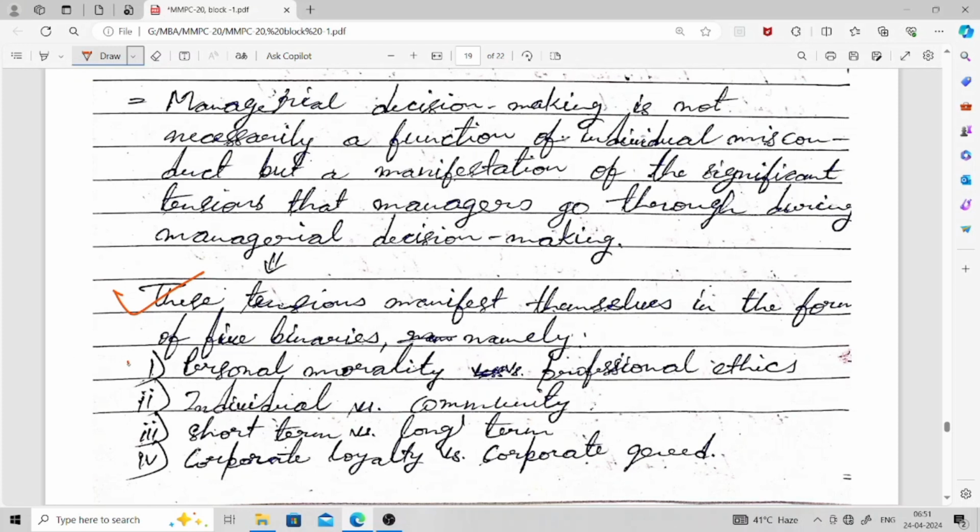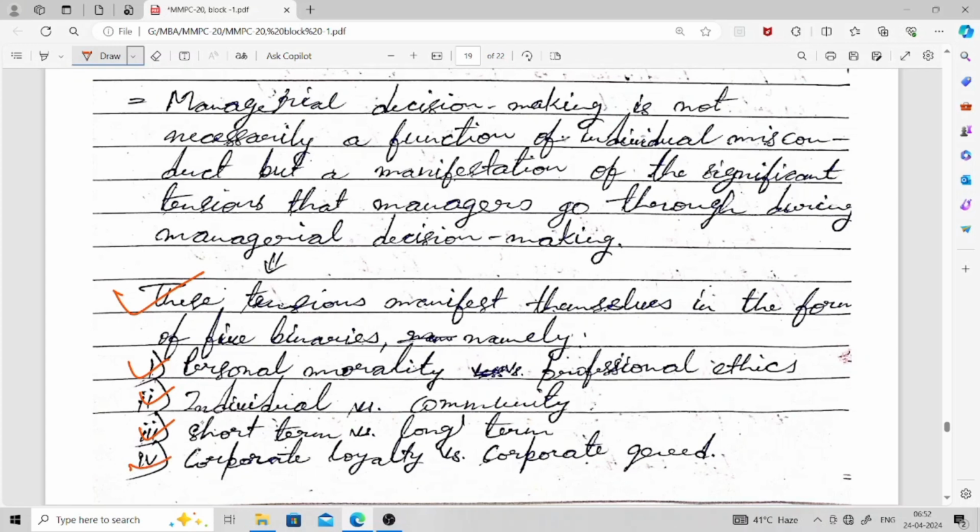Then the third point, short term versus long term. The managers have to think about whether they should think about the short term goal or the long term, because some stakeholders want short term goals and some stakeholders want long term goals.